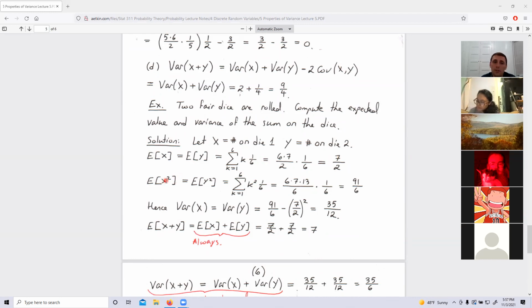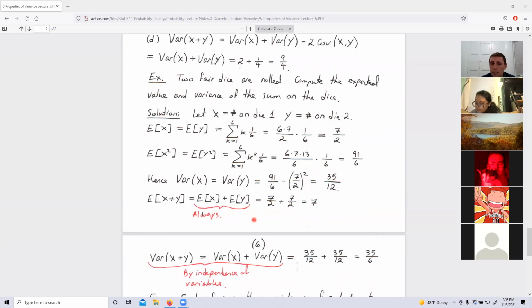Now, what about the expected value of the square? The expected value of x squared is 91/6. So now the variance for x and for y is the same number. It's 91/6 minus 7/2 squared, which is 35/12. Yes? We know that the expected value of the sum is always the sum of the expected values. The expected value of the sum is 7.